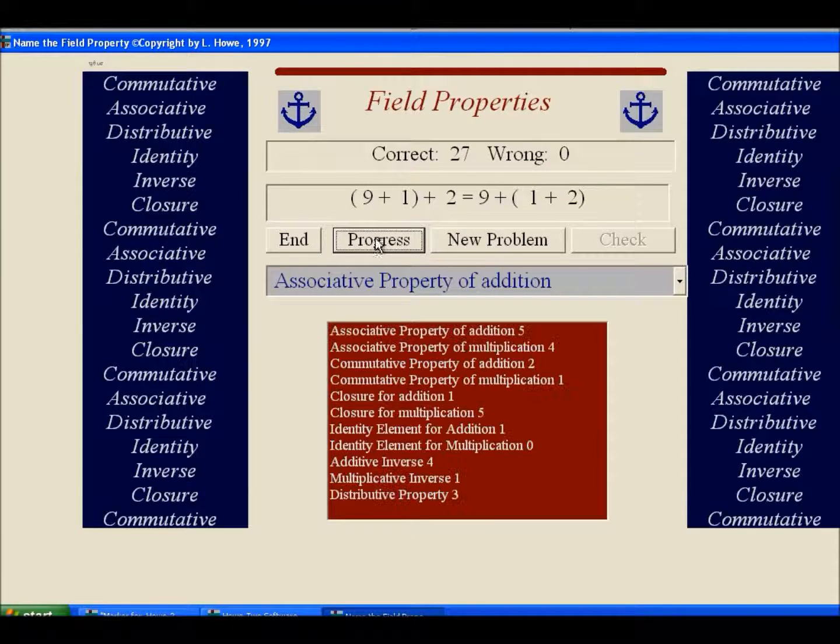Let's look at our progress. We still have nothing for the identity element for multiplication. The identity element for multiplication would be this, like 5 times 1 equals 5. That would be an example. The identity element for addition would be 5 plus 0 equals 5.